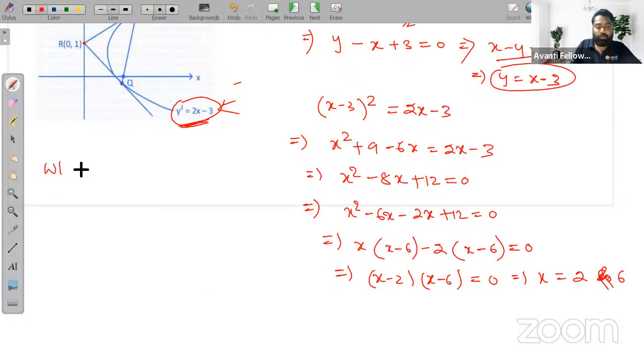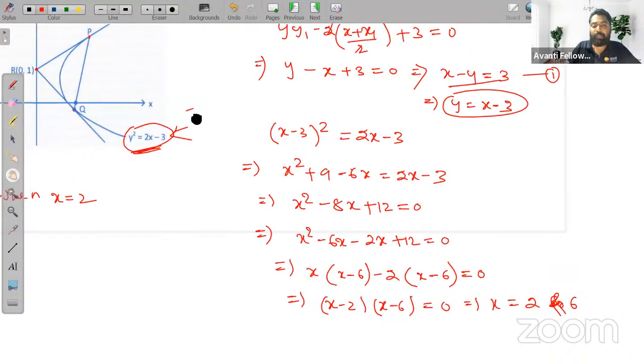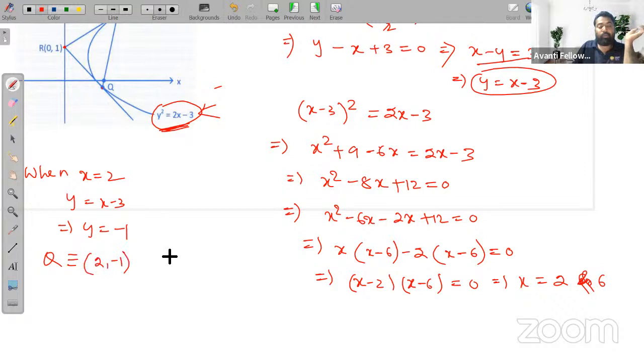So when x is equal to 2, if we put x is equal to 2 in the equation of chord of contact, y is equal to x minus 3. So at x is equal to 2, we'll get y is equal to minus 1. So then we can say the coordinate of Q is 2, minus 1. And how can you find the coordinate of P?